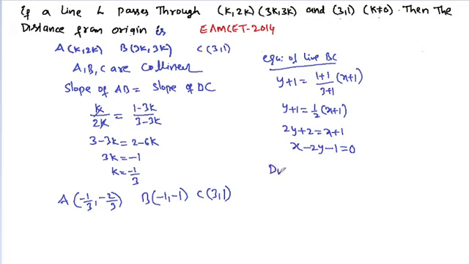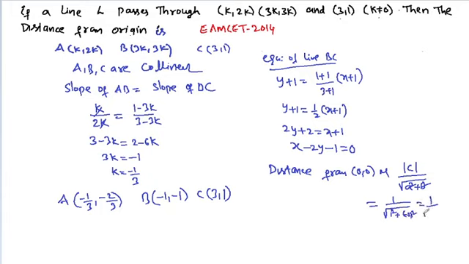Now distance from origin. Distance from origin is, that is mod c by square root of a square plus b square. That is mod c, 1 by square root of 1 square plus minus 2 whole square. That is equal to 1 by square root of 1 plus 4. That is equal to 1 by root 5.